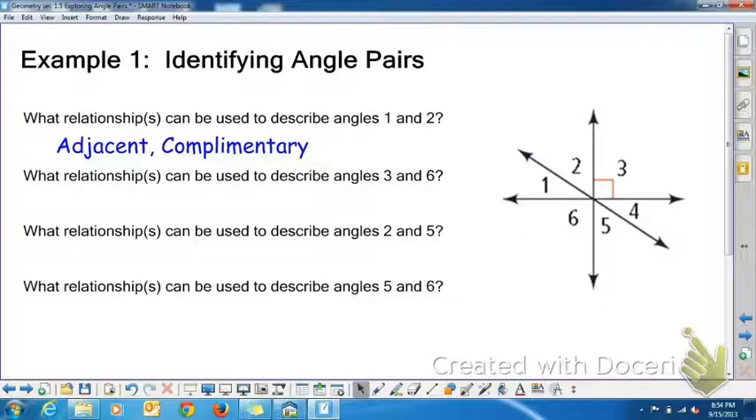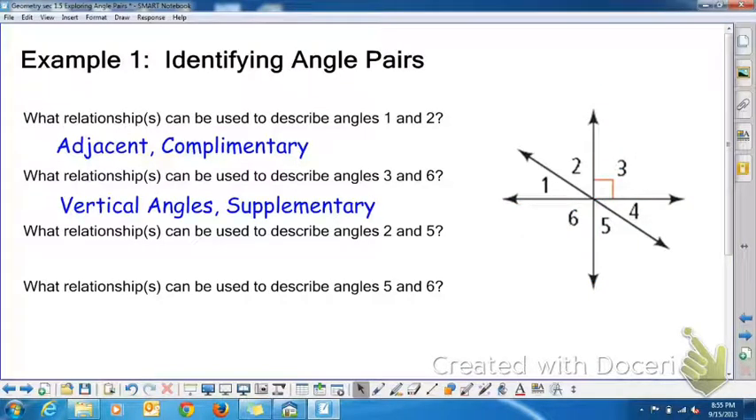Let's talk about angles 3 and 6. What relationship do they have? They are formed by two intersecting lines. Therefore, they are vertical angles. If angle 3 is 90 degrees, we know that angle 6 would be 90 degrees because vertical angles are congruent. 90 plus 90 is equal to 180. So they are vertical angles that are supplementary.